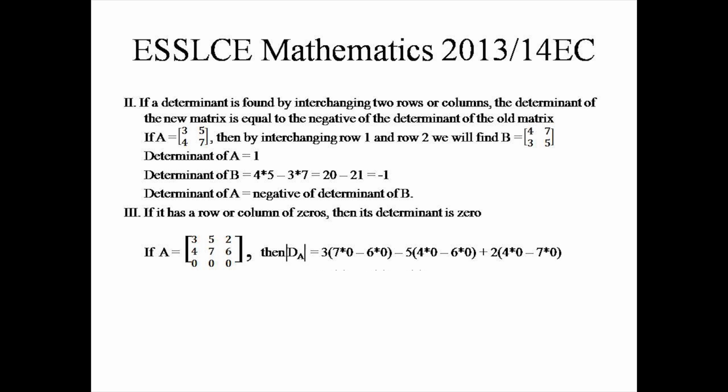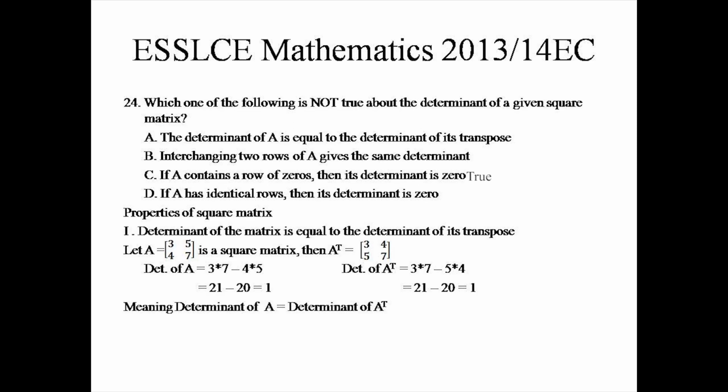7 times 0 is 0, minus 6 times 0 is 0, so 0 minus 0 is 0. We are left here with 3 times 0, minus 5 times 4 times 0 is 0, minus 6 times 0 is 0. 0 minus 0 is also 0, plus 2 times 4 times 0 is 0, minus 7 times 0 is 0. 0 minus 0 is also 0. 3 times 0 minus 5 times 0 plus 2 times 0, their sum is 0. So choice C is also true.